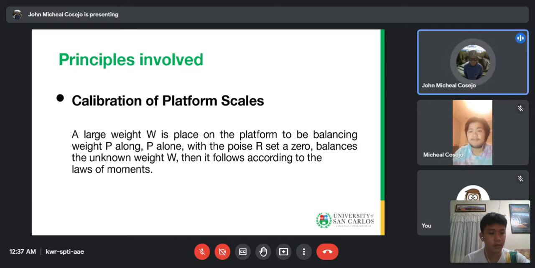Next is the calibration of platform scales. In calibrating platform scales, a large weight W is placed on the platform to be balanced by a small weight P on the beam B and the poise R. If weight P alone balances the weight W, then it follows according to the law of moments.